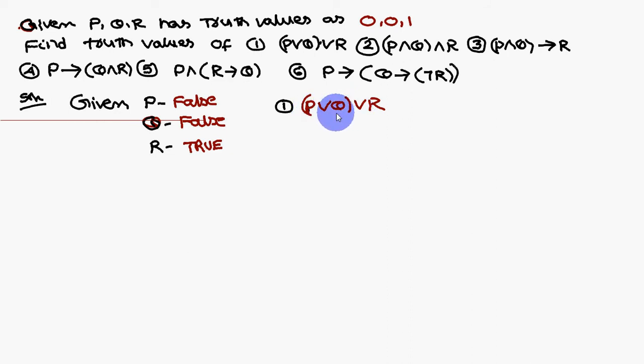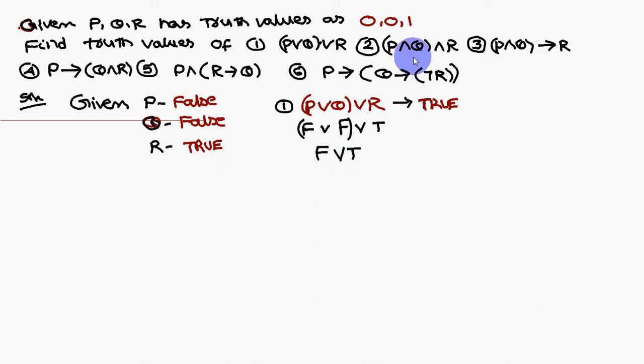First let us find P or Q. P is false, Q is false. What does the OR symbol say? At least one should be true. These two are false, therefore you get false. False or true. Again the OR symbol says at least one should be true. This is true, therefore the answer is true.